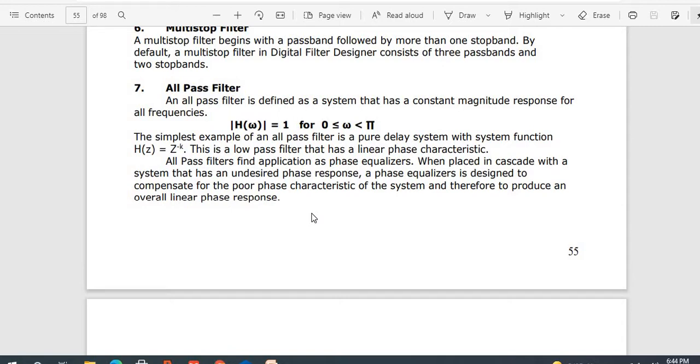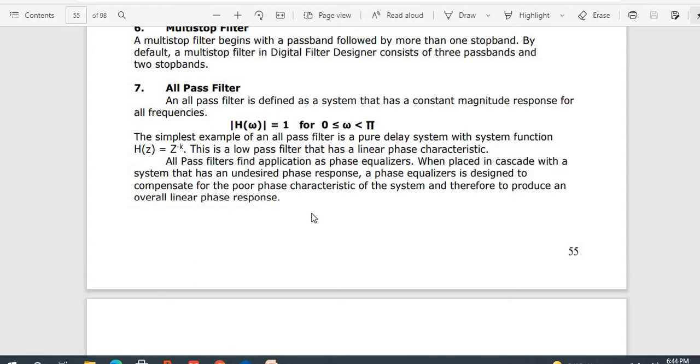The simplest example of an all pass filter is a pure delay system with system function H of z equals z power minus k. This has linear phase characteristics. All pass filters find applications as phase equalizers when placed in cascade form with a system that has an undesired phase response. A phase equalizer is designed to compensate for poor phase characteristics of the system.